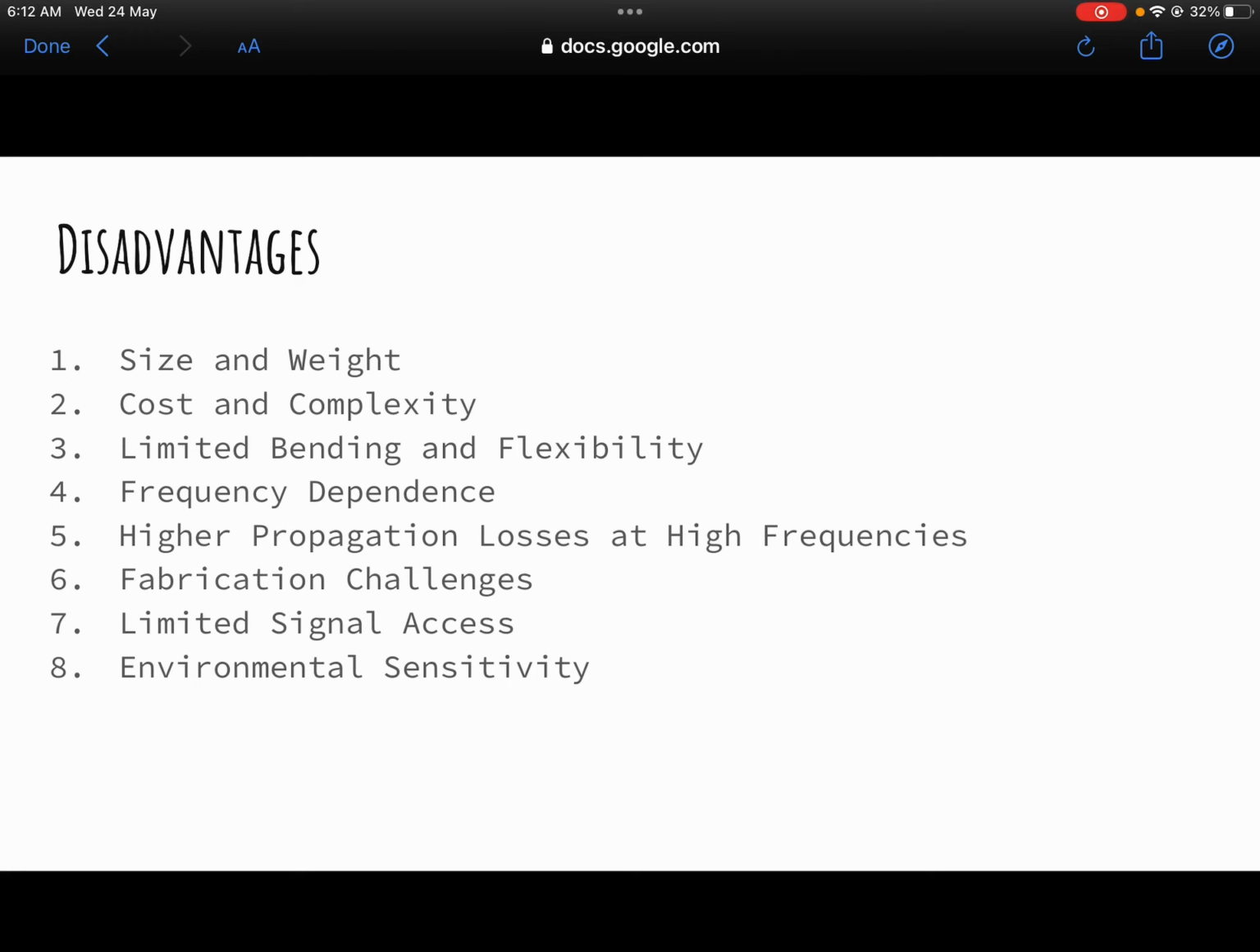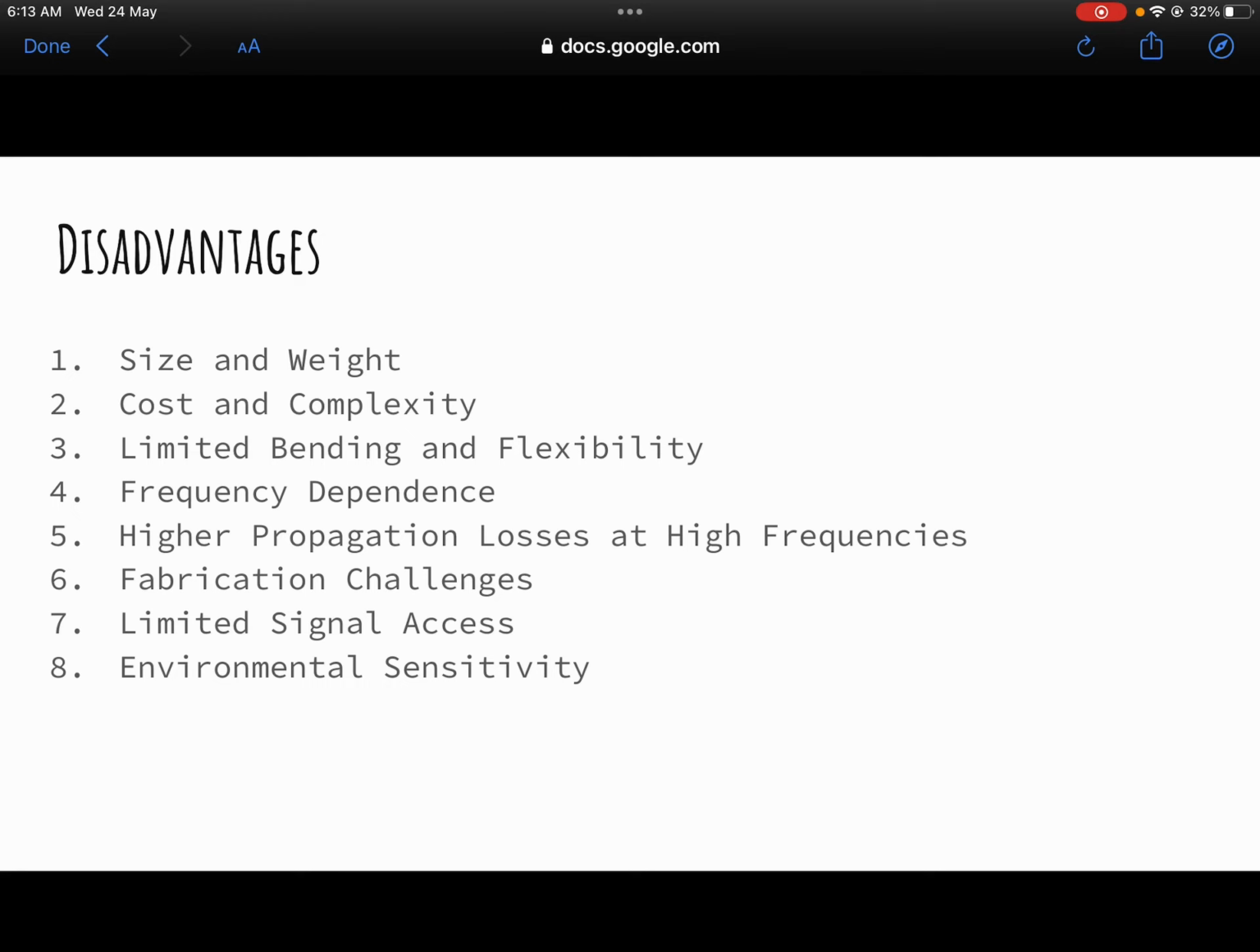Limited signal access. Accessing the signal within a waveguide for testing, monitoring, or tapping purposes can be more challenging compared to other transmission media. Waveguide structures typically require specialized connectors or coupling techniques, adding complexity to signal access and integration of other components.